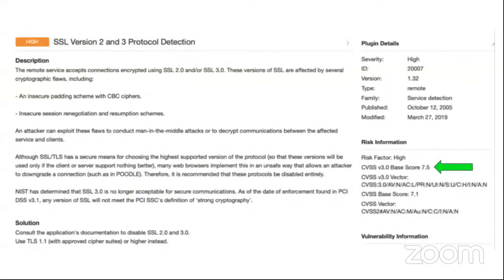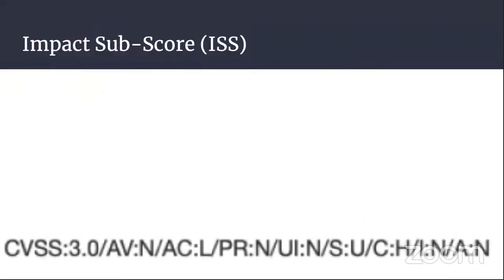Time for some math. My favorite thing in the whole wide world. Here is a vulnerability. And check it out, it has a base score of 7.5. And this is from 0 to 10. So how did we get to that point? How do we get to 7.5 when we're starting at 3?